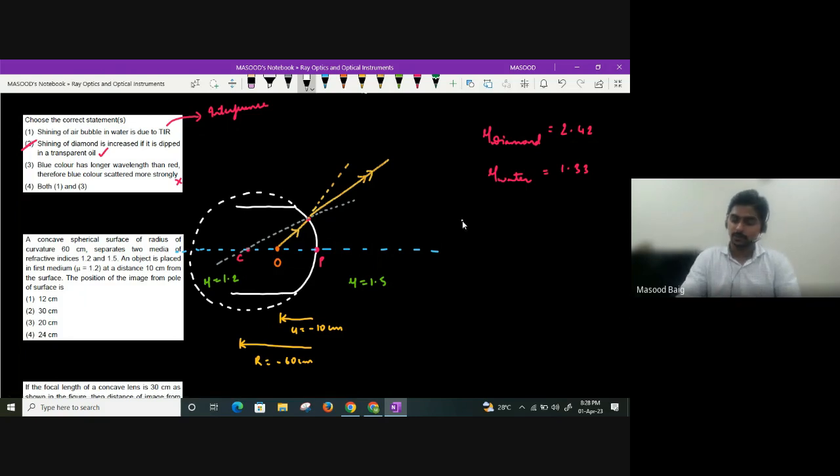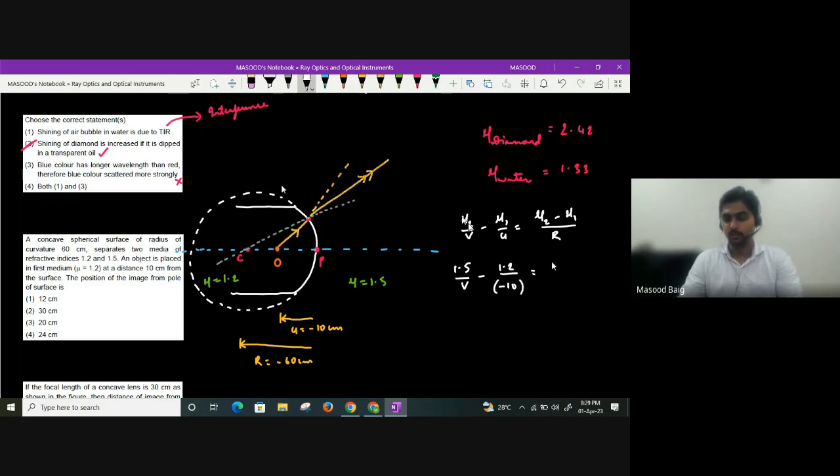So what is the formula that we apply, beta? Mu 2 by V minus mu 1 by U is equal to mu 2 minus mu 1 divided by R. What is mu 2? It is that particular medium in which refracted rays are present or image is formed, guys. So what is the medium in which refracted rays are present? 1.5 divided by V. What is mu 1? Refractive index of the medium in which object is present or incident rays are there. In which medium are incident rays present? 1.2.